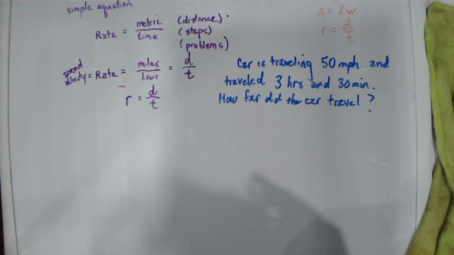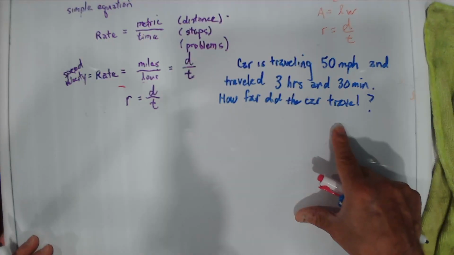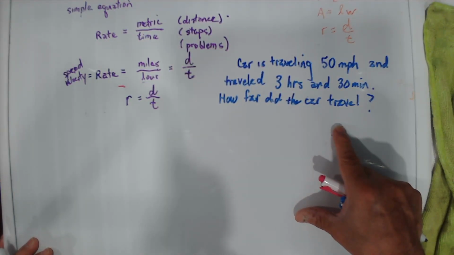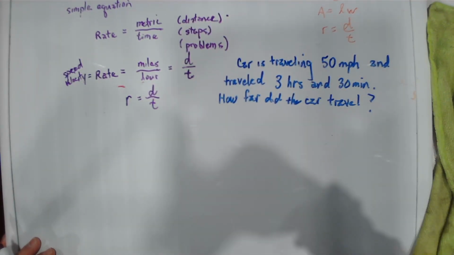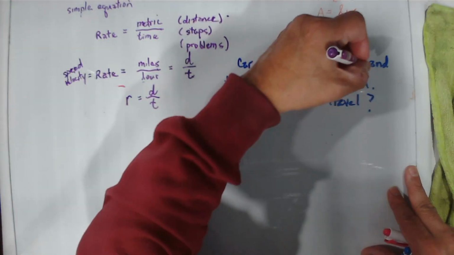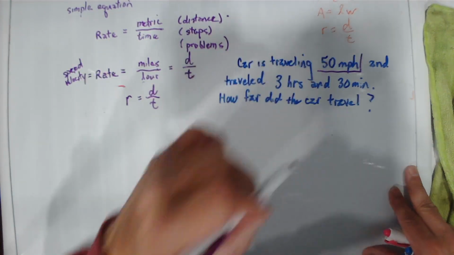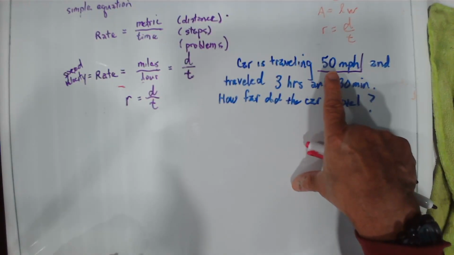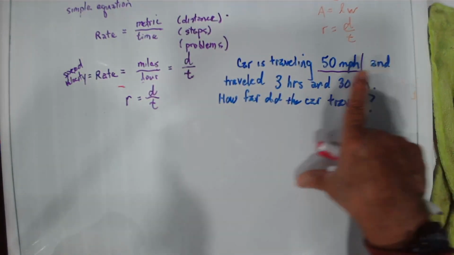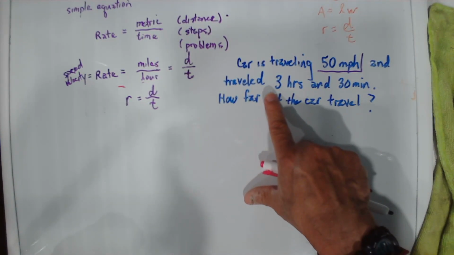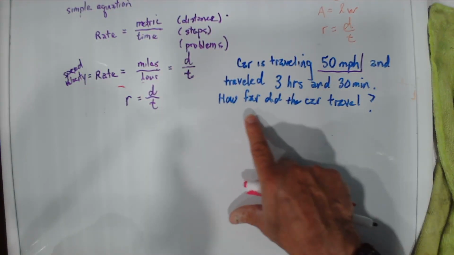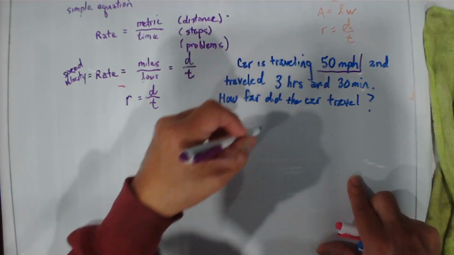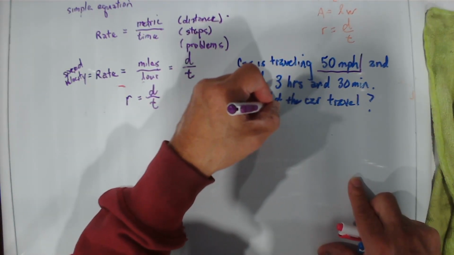Okay, so here's our problem, and let's see if we can figure it out. Okay, so the car is traveling 50 miles per hour. Okay, that sounds important for what this is. So we're traveling at a certain speed, right? And we traveled for a certain amount of time, 3 hours and 30 minutes. How far did the car travel? So we want to figure this out. How far?